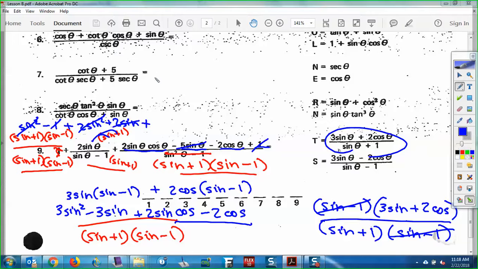Pull out not a cotangent, pull out a secant out of the bottom, and you got cotangent plus 5 with a cotangent plus 5 sitting right up there. Oh my gosh. Did you not see that? I spent 10 minutes on this problem.